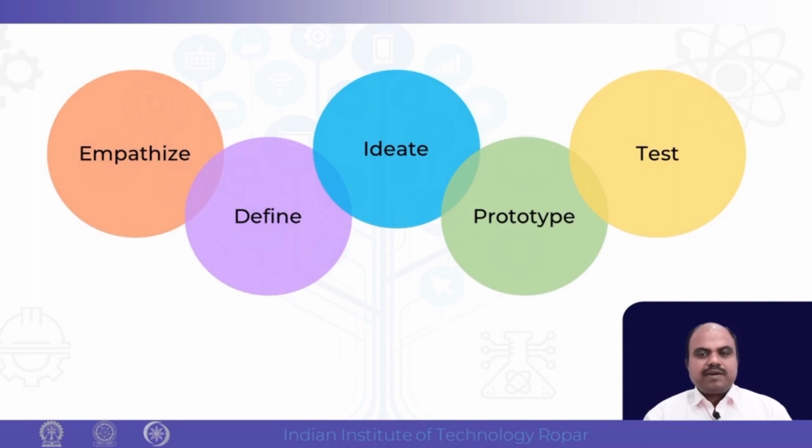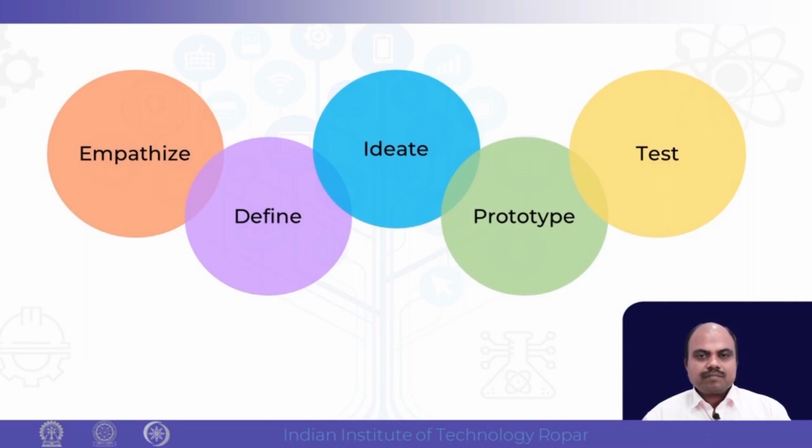Once defining is over, we ideate. We find solutions. We use various methods like brainstorming, and there are other ways also. We generate a lot of ideas and select the best idea among all these ideas. So we find the solution. Please understand, this is very similar to the product design steps. Among all these 5 stages, ideate is regarded as the most important step in the entire 5 steps of design thinking.